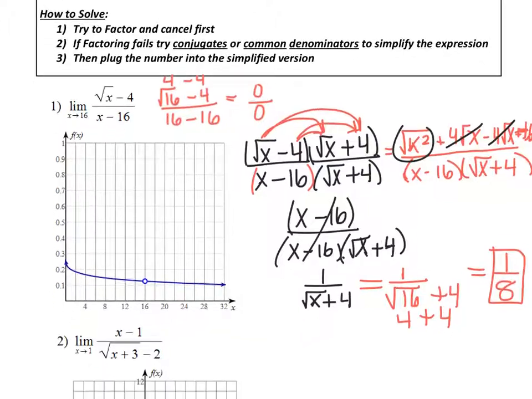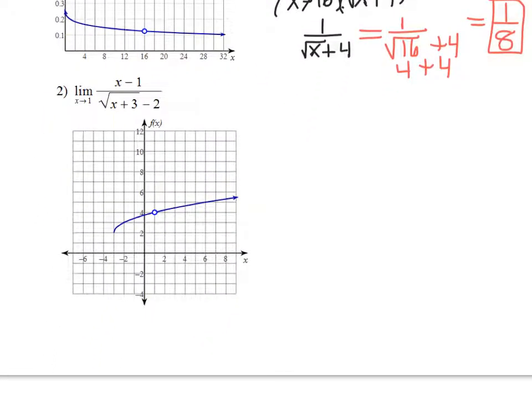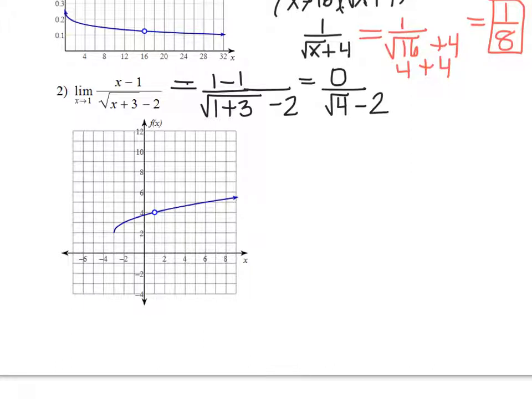Okay, let's move on to the second example. So now, same concept, I will plug in 1 and see what happens first. So let's try direct substitution. So we have 1 minus 1 over the square root of 1 plus 3 minus 2. 1 minus 1 is 0 over the square root of 4 minus 2. Square root of 4 is 2. 2 minus 2 is 0. So we get 0 over 0.